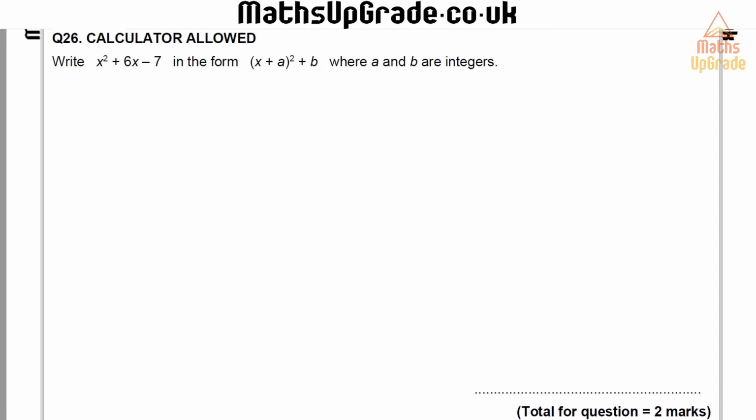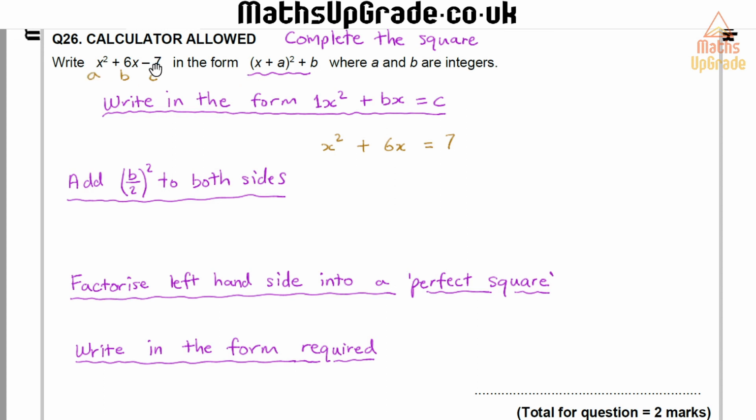Question 26 is just a 2 mark question, but it does involve writing this in this form, and you can see this is completing the square. So I need to get a whole number for a and b. To complete the square, I need to write first of all this expression here in the form 1x squared plus bx equals c. So for this one, I've already got a coefficient of 1 for the x squared, so I need to add 7 to get this as x squared plus 6x equals 7.